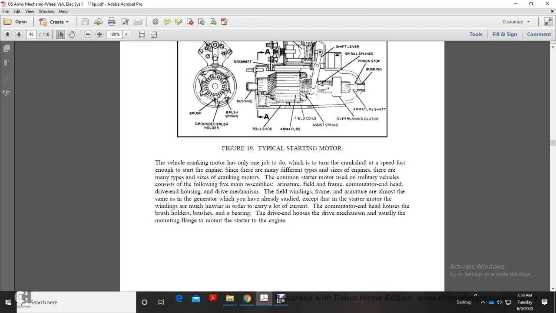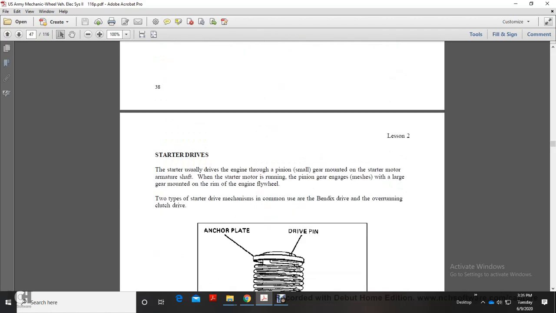The field windings, frame, and armature are almost the same as the generator we have already studied, except that in the starter motor the windings are much heavier in order to carry a lot of current. The commutator end housing holds the brush holders, brushes, and a bearing. The drive end housing holds the drive mechanism and usually has a mounting flange to mount to the engine.